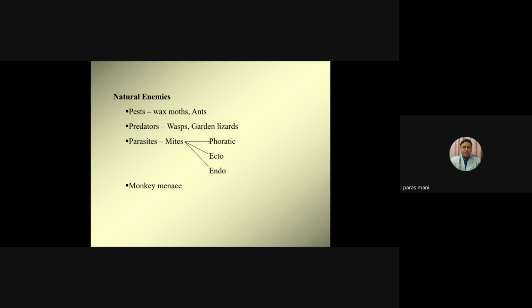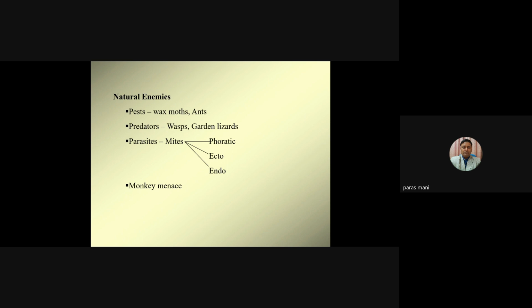Hornets, those were natively found in Japan, but somehow they were transferred to the United States of America, and this led to that menace. And parasites. Yeah, you must know the difference between pests, predators, parasites, and diseases.